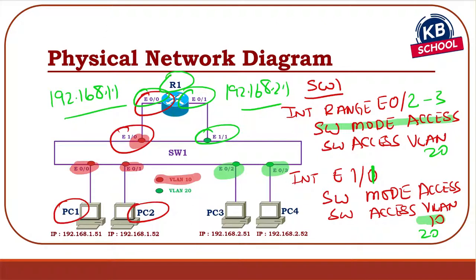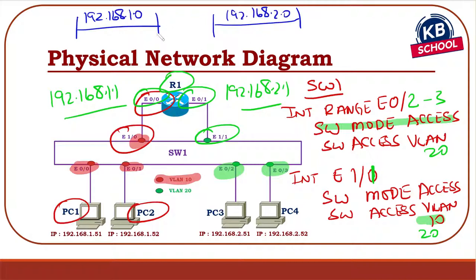Logically speaking, now what I've done is this. I have two subnets now, 192.168.1.0 and 192.168.2.0, and what I've done is connected these two segments using a router by putting two router ports, one port into VLAN 10 and one port into VLAN 20, and connecting them to each other.